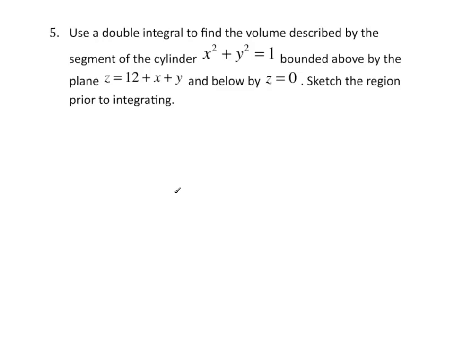Okay, I want to use a double integral to find the volume described by the segment of the cylinder x squared plus y squared equals 1, bounded above by the plane z equals 12 plus x plus y, and below by z equals 0. Sketch a region prior to integrating. Okay, so let's see. I want to start off with, see, this is x, y, z.